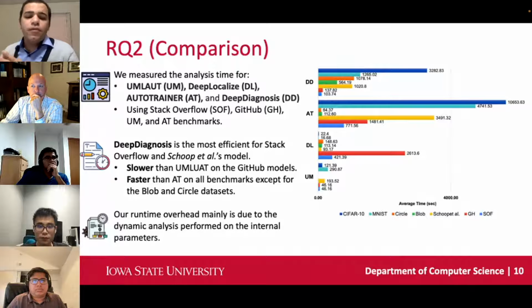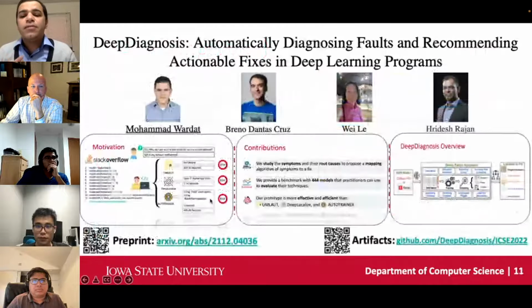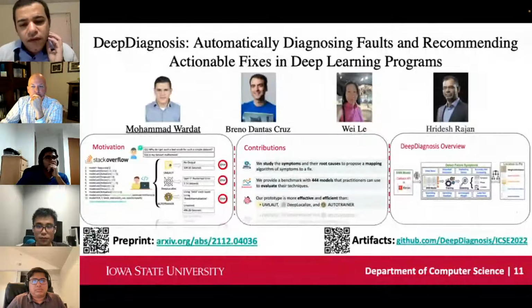In conclusion, we propose a dynamic analysis approach to detect errors and provide useful messages for DNN bugs. Our result shows that DeepDiagnosis outperforms the state-of-the-art tools. More description can be found in our paper. Thanks a lot for attending the presentation.